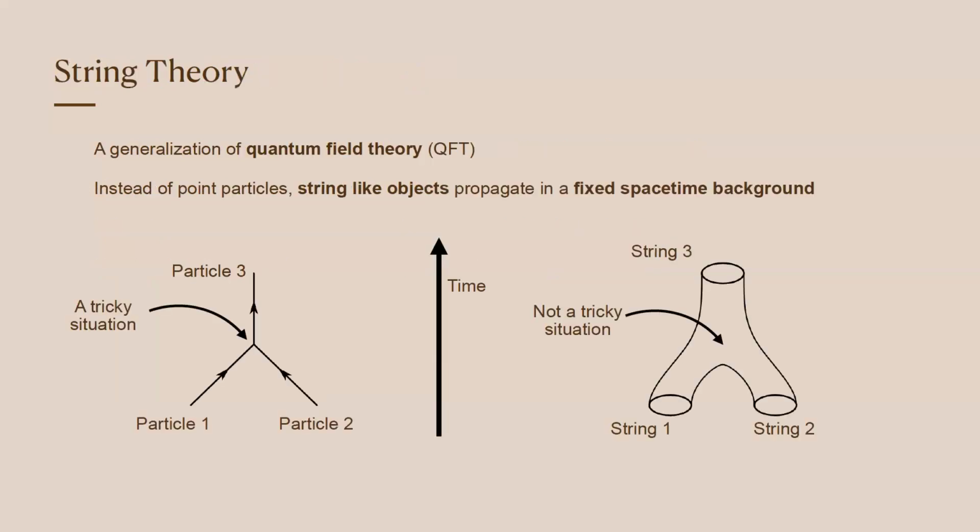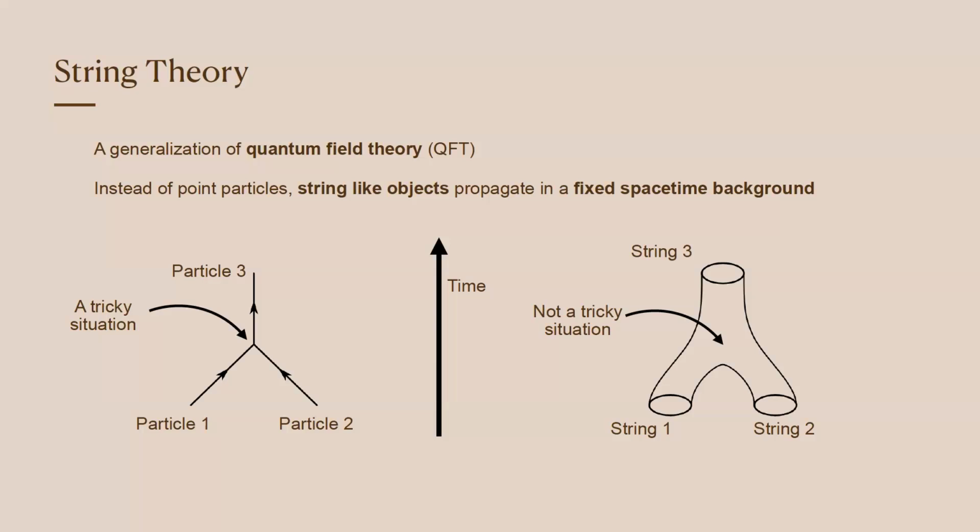Okay, now coming to string theory. So string theory is a generalization of quantum field theory. Here, instead of point particles, we have string-like objects. They propagate in a fixed space-time background. So they are basically strings.